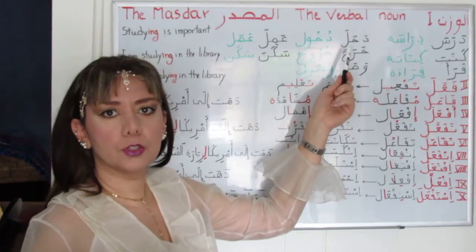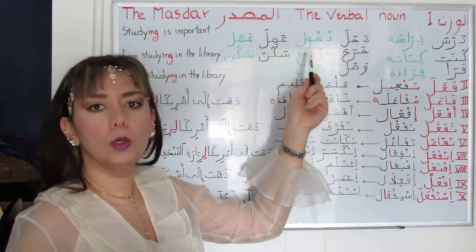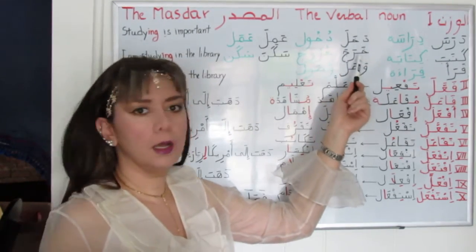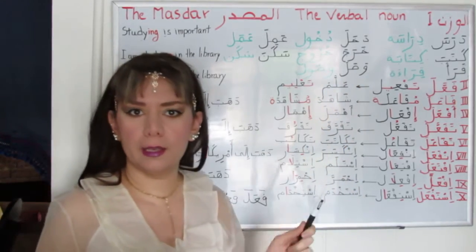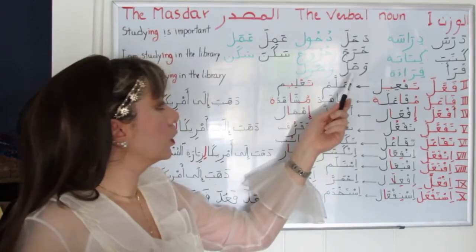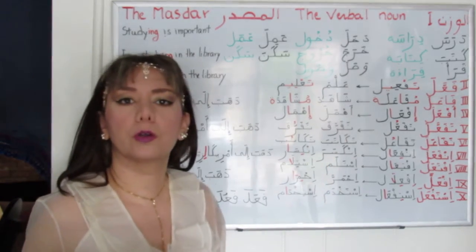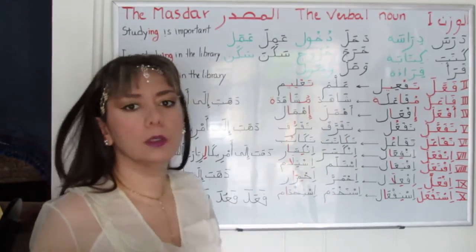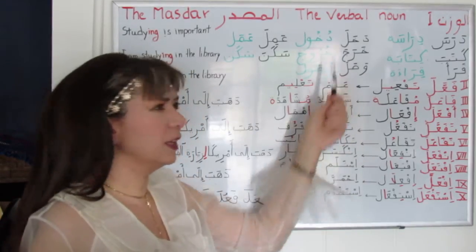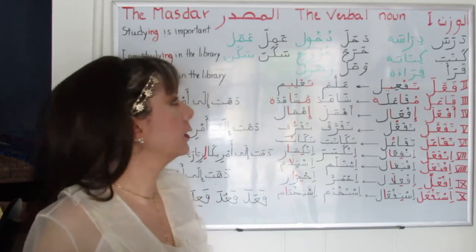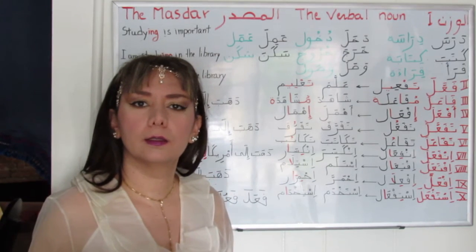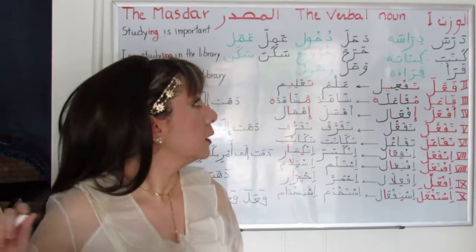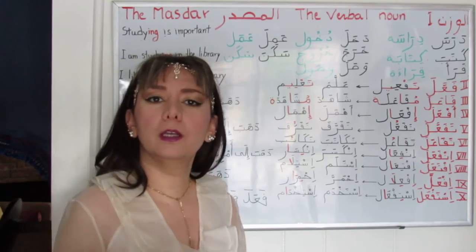دخل, he entered. دخول, entrance. خرج, to go out. خروج, exit. وصل, to arrive. وصول, arrival. They're all related to each other actually. دخل خرج وصل. He went out, he entered, he arrived.